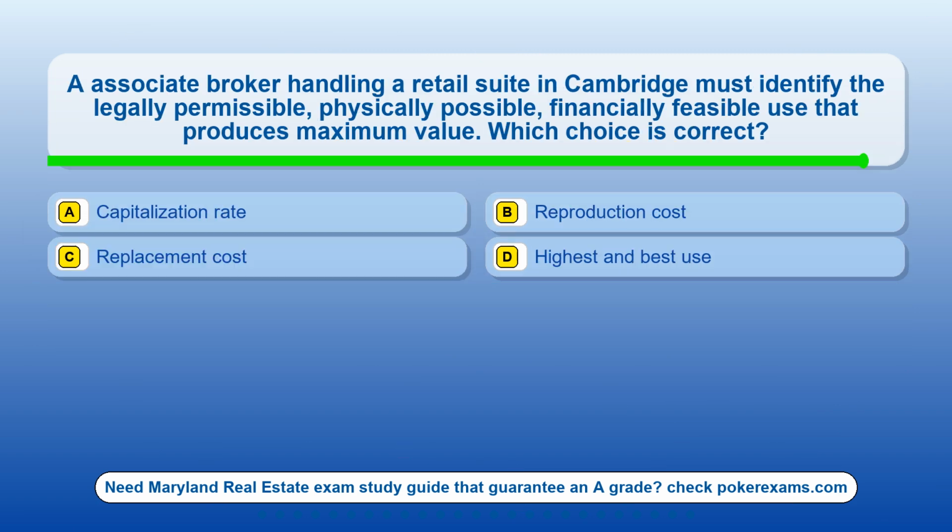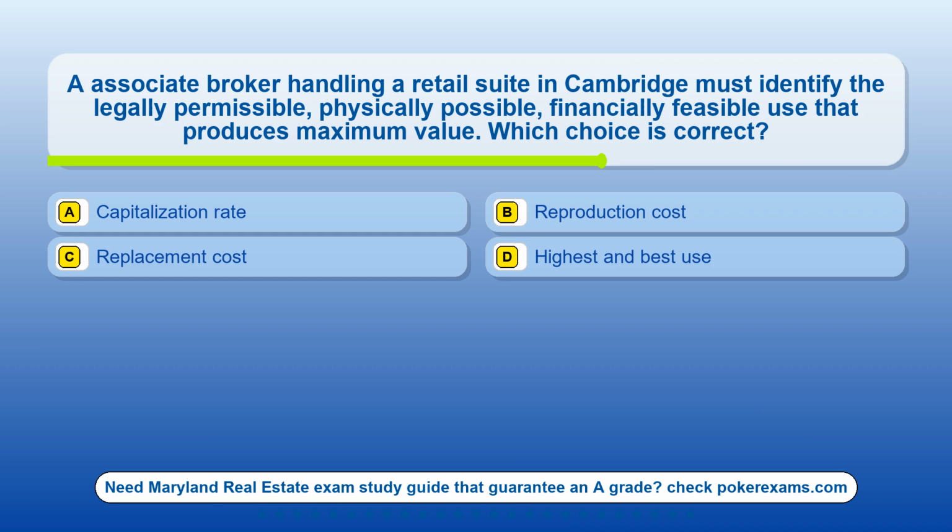Question 14. An associate broker handling a retail suite in Cambridge must identify the legally permissible, physically possible, financially feasible use that produces maximum value. Which choice is correct? Option A, capitalization rate. Option B, reproduction cost. Option C, replacement cost. Option D, highest and best use.